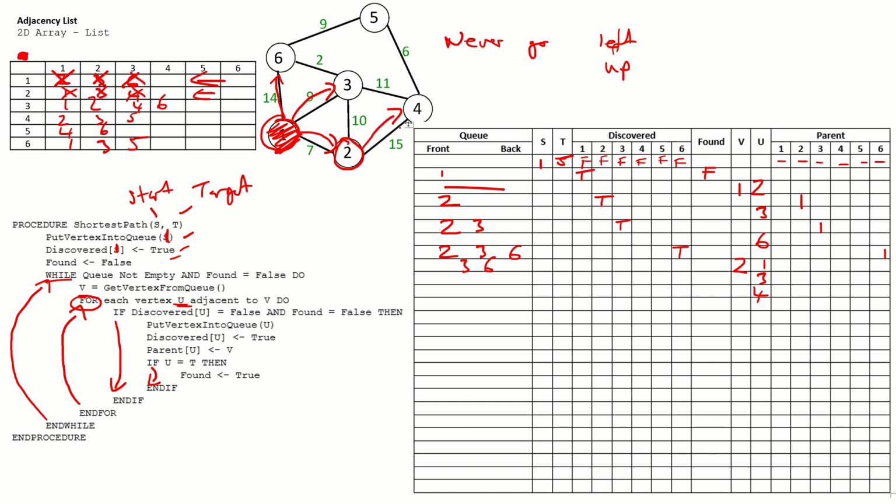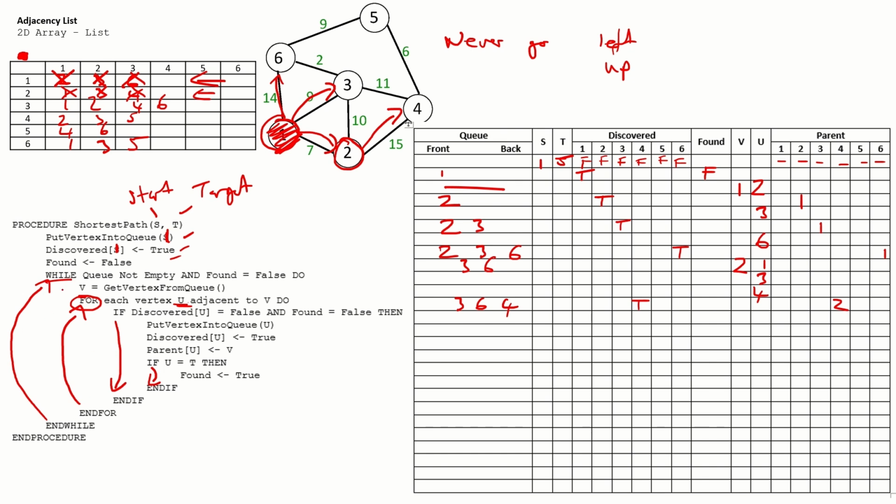So basically, we're doing this. If discovered U is false, and it is, and if found is false, and it is, then put vertex into Q. So put 4 into the Q. The Q was 3 and 6. The Q is now 3 and 6 and 4 at the back. Set discovered U to true, so we've discovered node 4. The parent of U is V, so the parent of 4 is 2 this time, because that's how we got to node 4. We came from node 2. And if U is the target, well, 4 is not the target, so skip that. And then we've now finished going around all of the for loop.